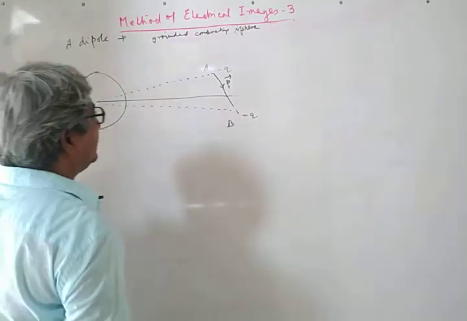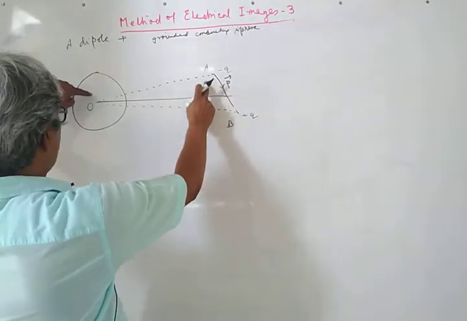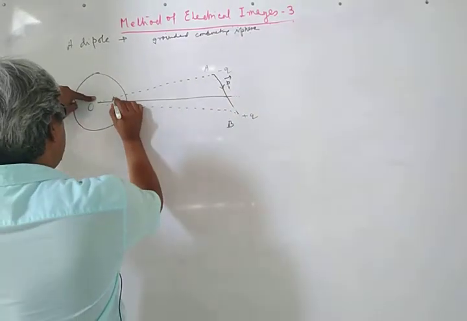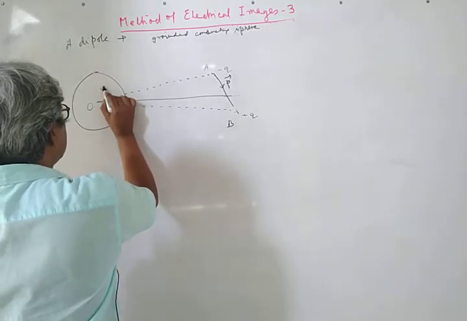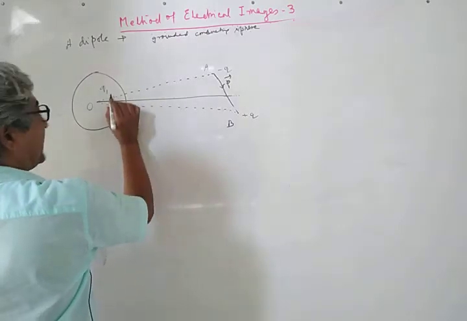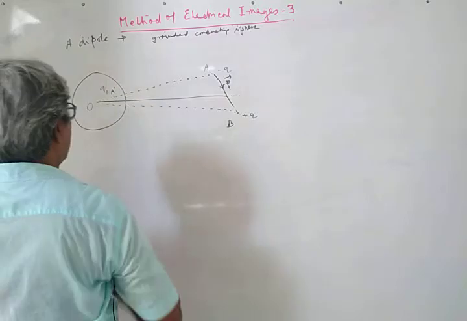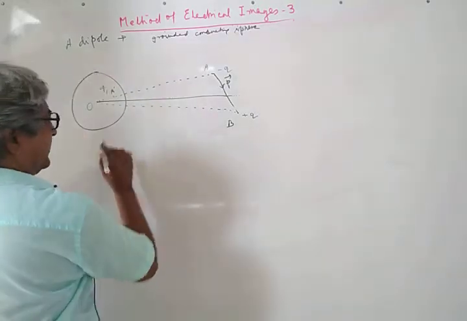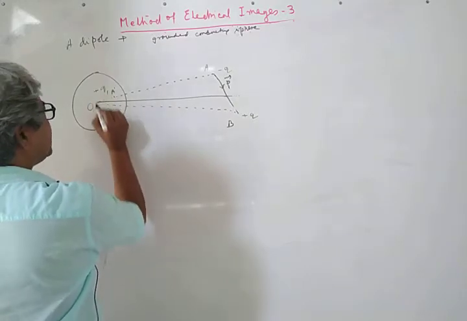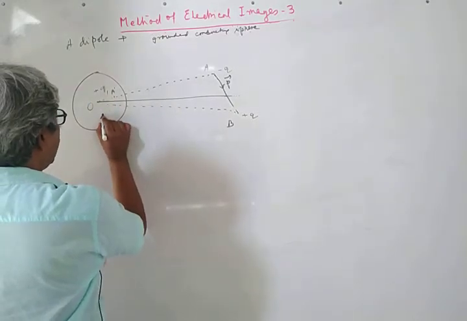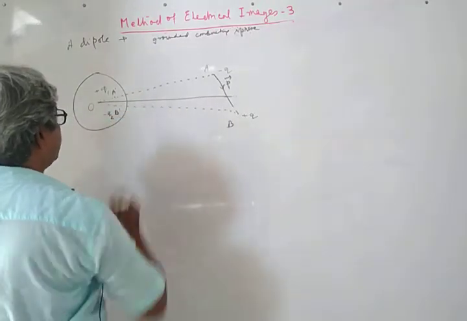This is the center. So the image charge of q and minus q will be located on OA, and it will be somewhere here. I call it q1, at the location A prime. And this is a plus charge and this will be minus q2, because this is plus, so it will be at B prime.